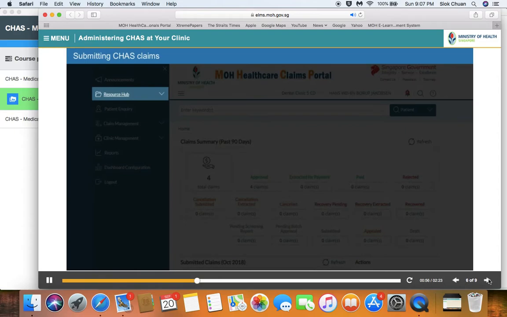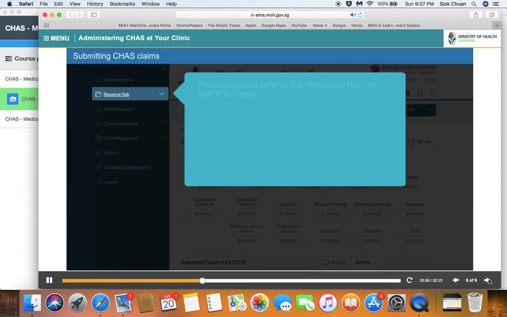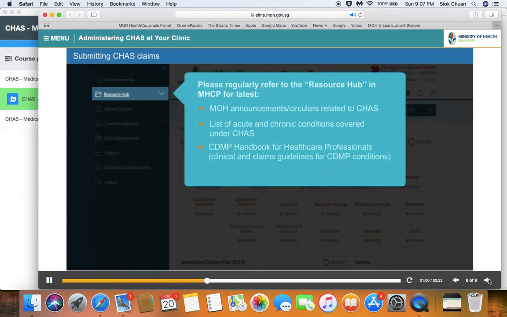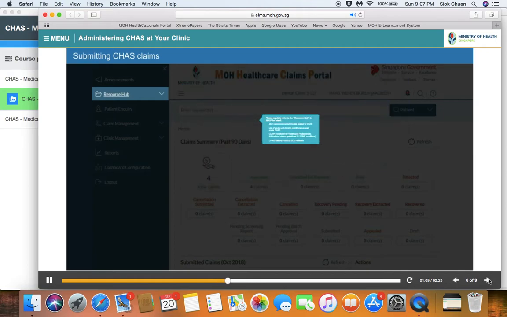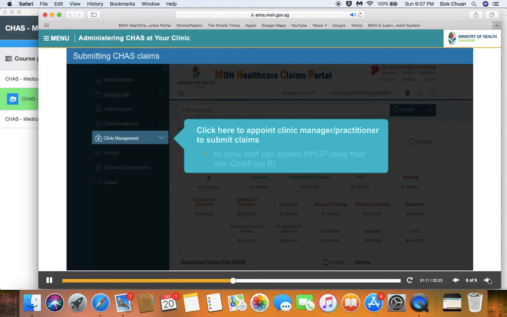Check in the Resource Hub button located at the side menu for all the important information on CHAS claim guidelines and other handbooks or forms you would need. To appoint a clinic manager or practitioner to be in charge of claim submissions, click the Clinic Management button located at the side menu.